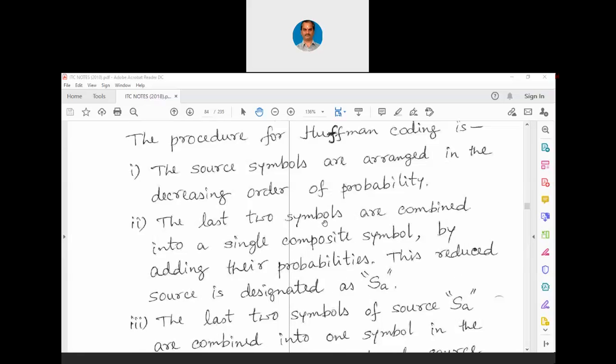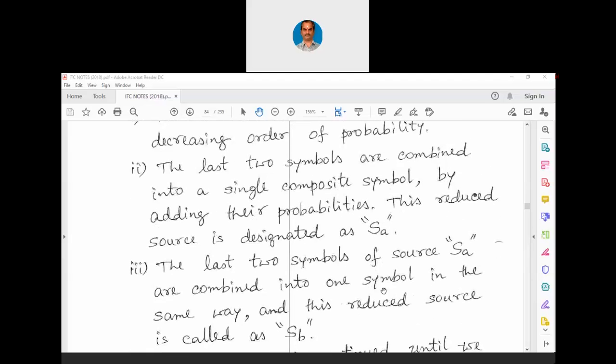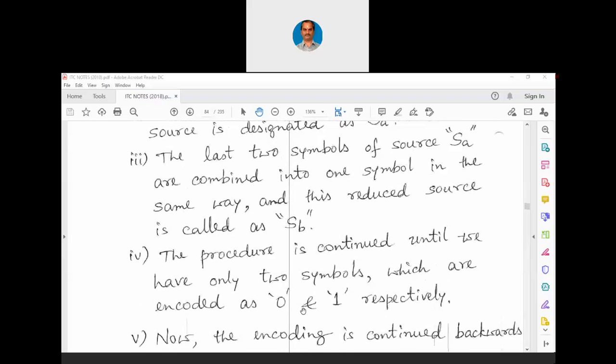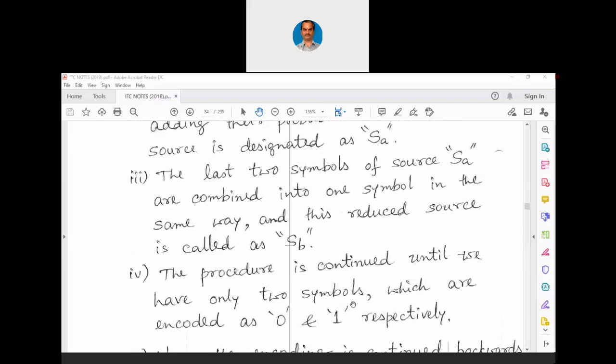The last two symbols which are arranged in this manner are combined into a single composite symbol by adding their probabilities. Now, we will call it another small source called SA. Further, the last two symbols of source SA are combined into one symbol in the same way, and this reduced source is called SB. This way it goes on. The procedure is continued until we have only two symbols which are encoded as 0 and 1.